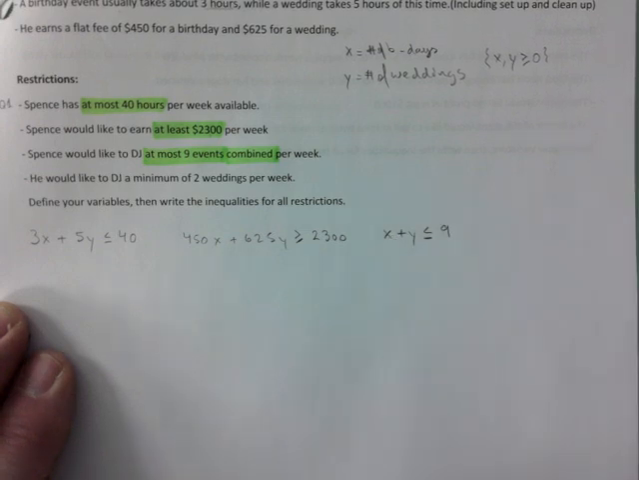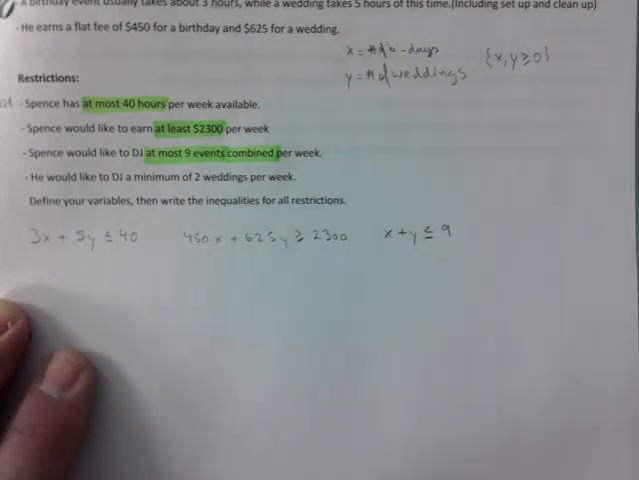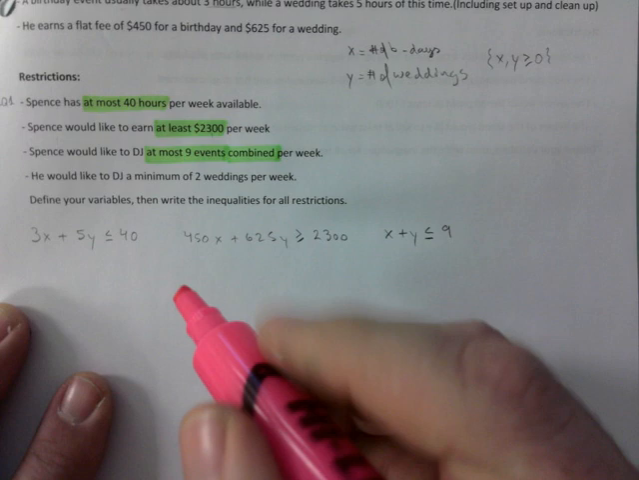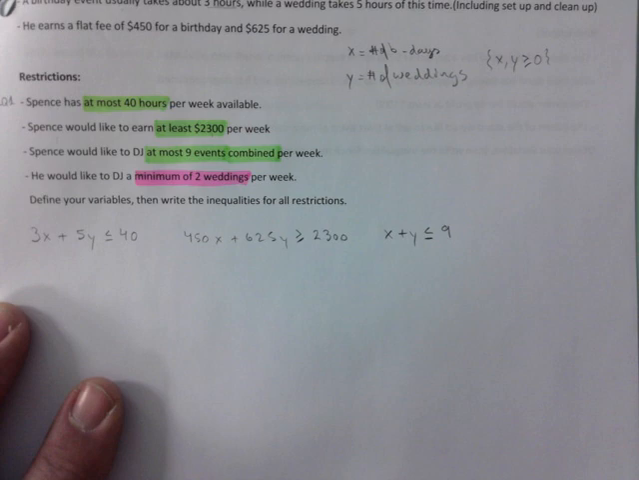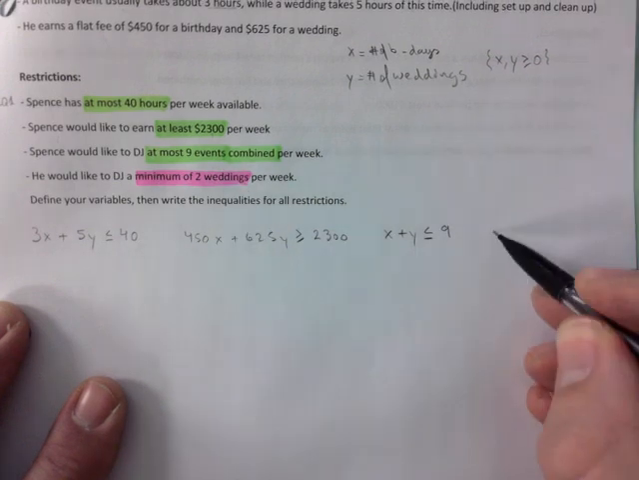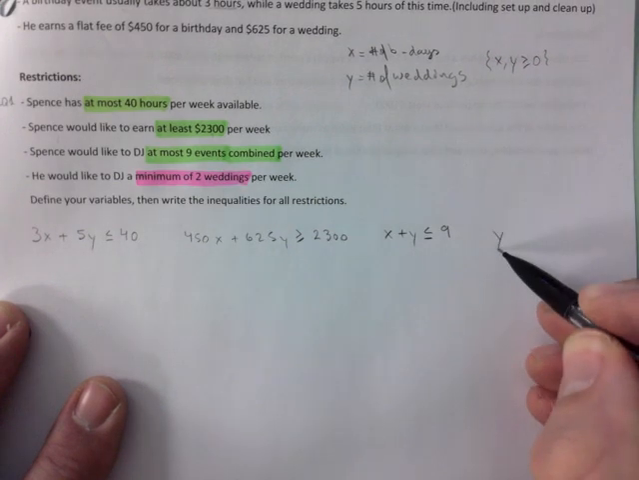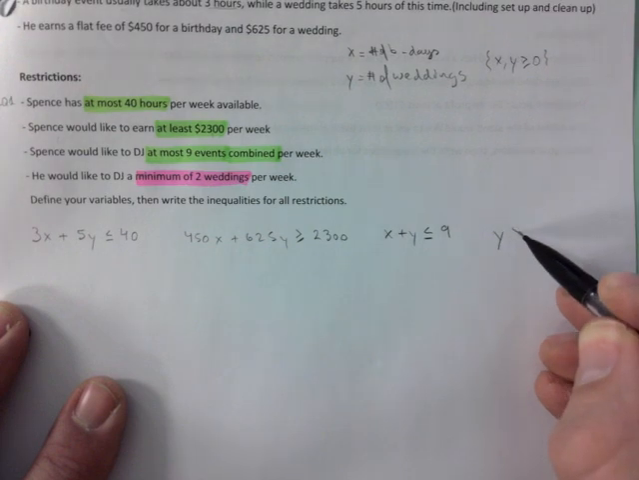We'd like to DJ a minimum of 2 weddings per week. Let me give it another color for highlighting. I don't know if you notice, minimum of 2 weddings per week, right? So that is specifically just one variable. You're going to like these ones because they're easy to graph. This is just talking about weddings, so Y. Which way would that inequality go? Minimum of 2 weddings. So you want the number of weddings to be greater than or equal to 2. That's what that would look like.